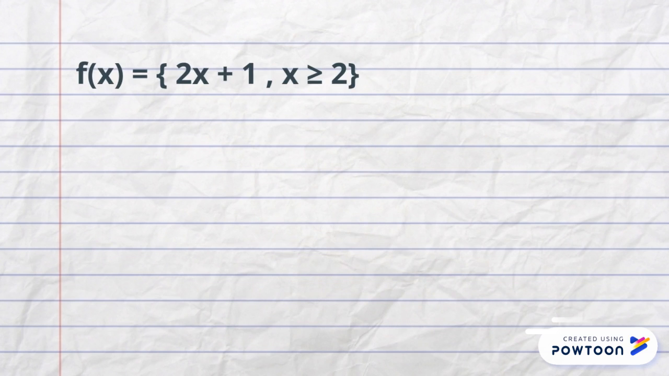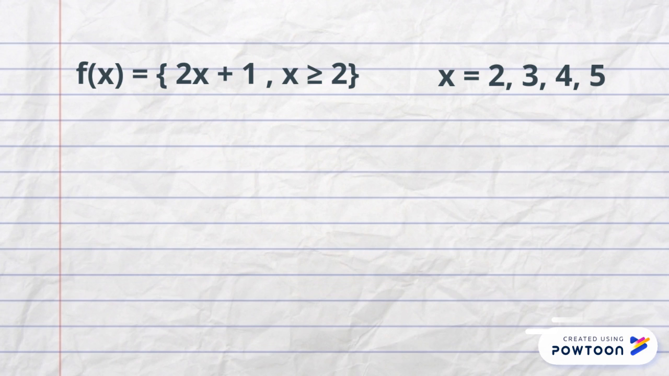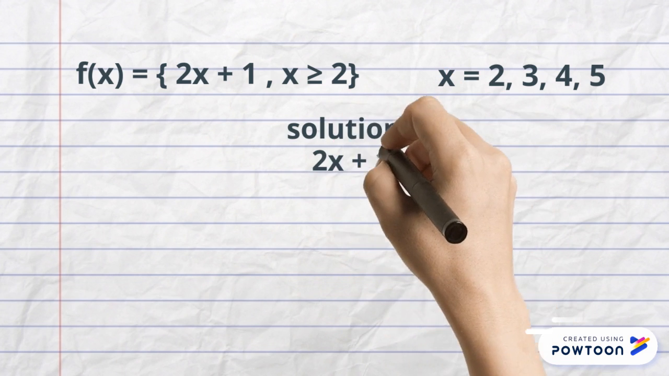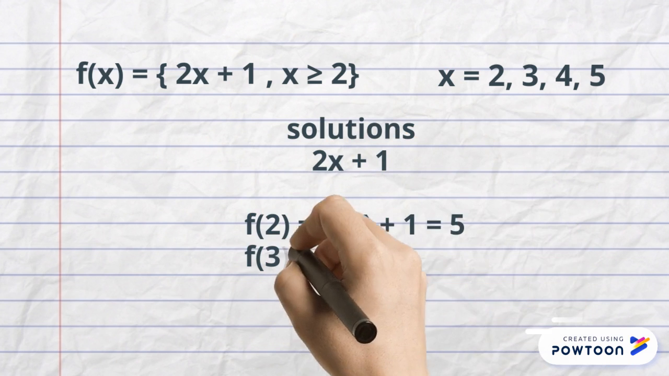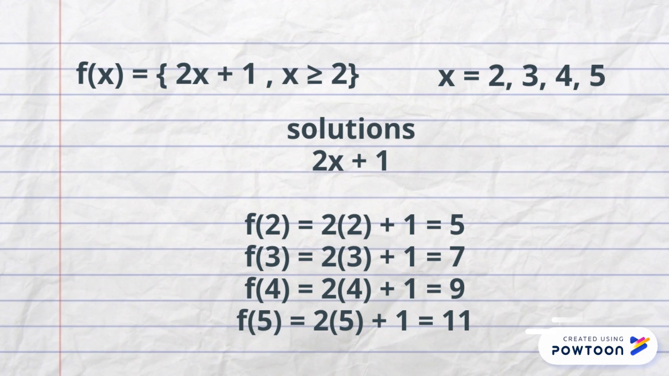2x + 1. All possible outcomes are 2, 3, 4, 5. Substitute x with 2, so 2 times 2 plus 1 equals 5. Substitute 3, so 2 times 3 plus 1 equals 7. Substitute 4, so 2 times 4 plus 1 equals 9. Substitute 5, so 2 times 5 plus 1 equals 11.